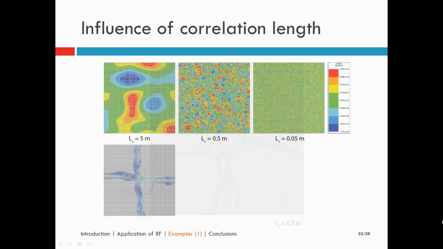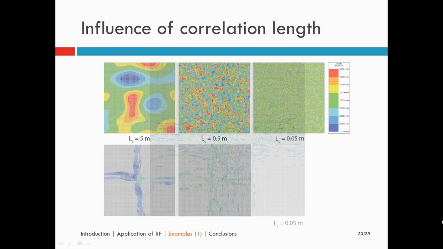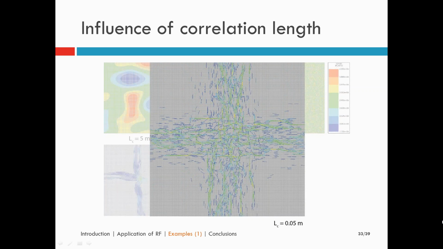And then we'll look at the second one where a correlation length of 0.5 meters is used, and here the cracks are localized somewhat more and also in a quite realistic pattern. And then when the correlation length is decreased even further, a more diffuse crack pattern occurs, which is not realistic in my opinion. So I think a value between 0.5 and 5 meters will be more appropriate.